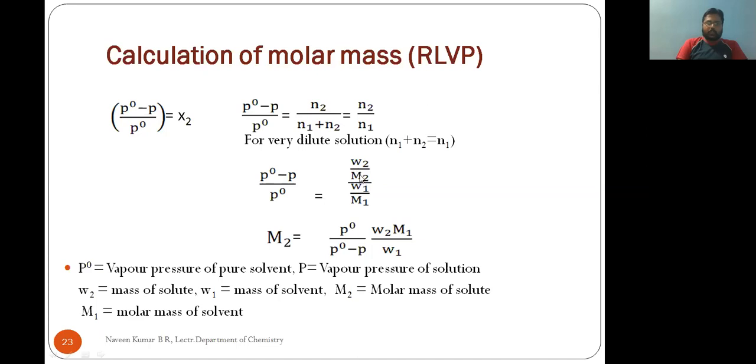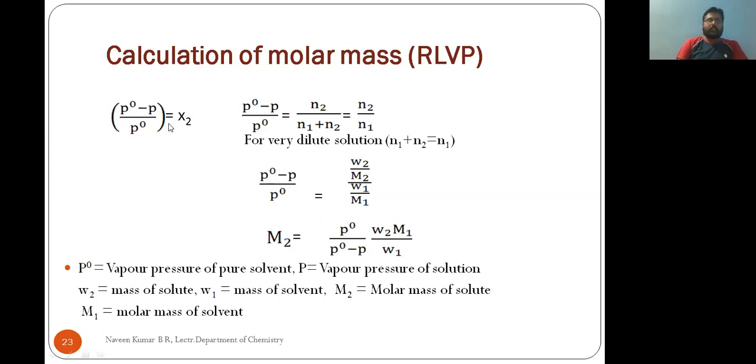Now we'll rearrange this equation to get M2, that is, the molar mass of solute. It is equal to P naught divided by P naught minus P, into W2 M1 divided by W1. This is the final equation to calculate the molar mass of solute by using RLVP.